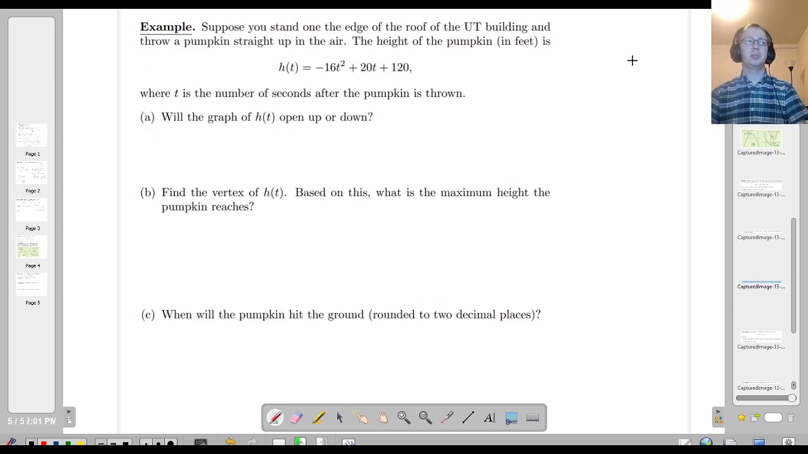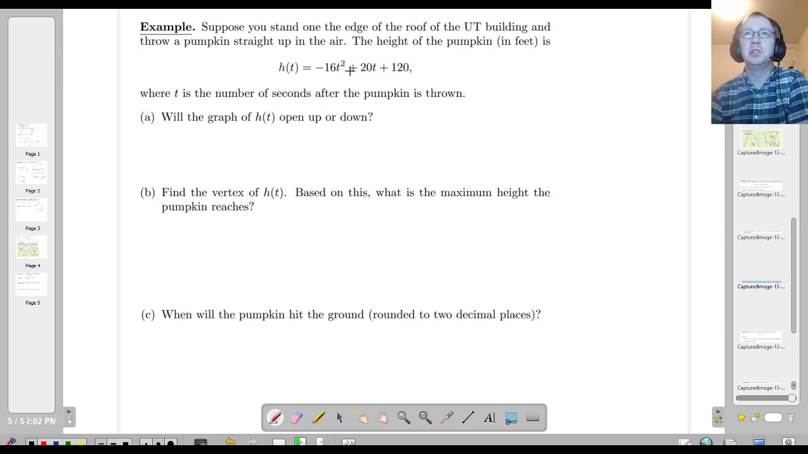So now let's try applying the knowledge we've learned to work with some examples of quadratic functions. In this example, we have someone standing on the edge of the roof of the university transfer building, and they're throwing a pumpkin straight up in the air. The height of the pumpkin measured in feet is given by this function right here.